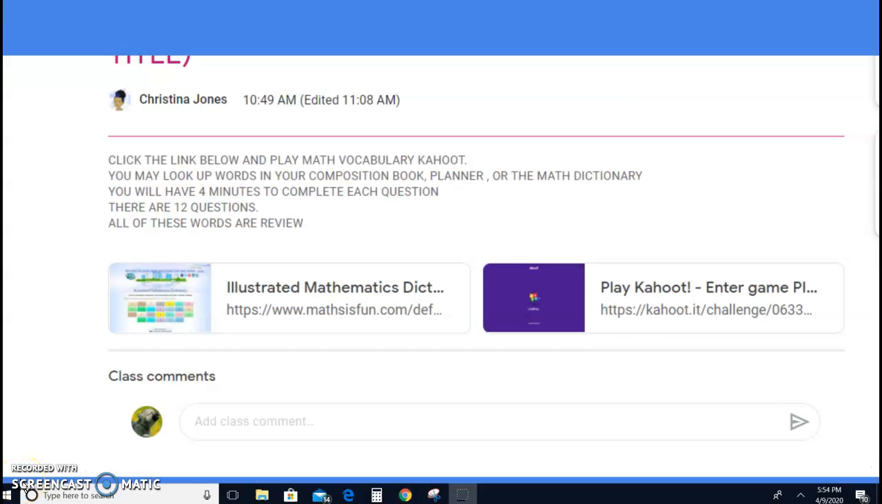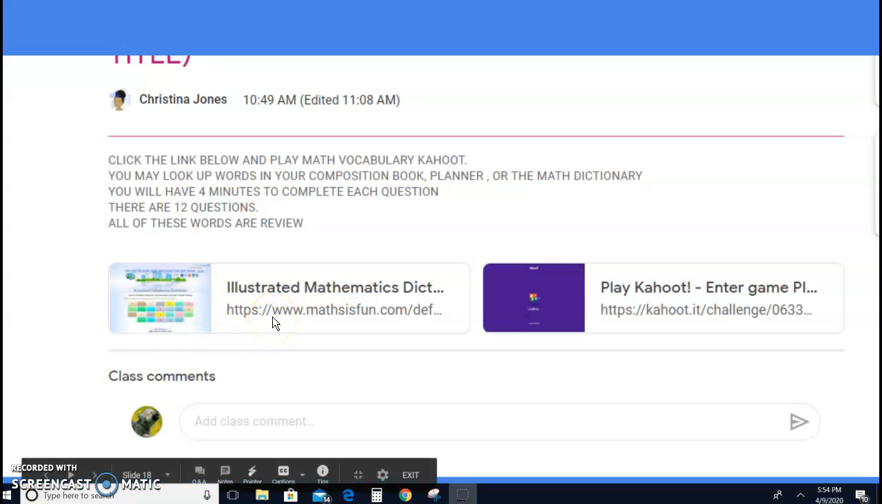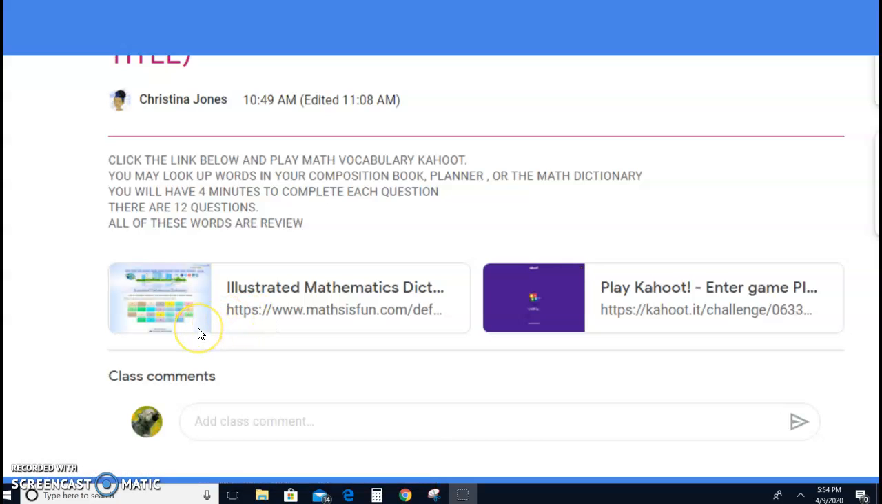The next assignment is to complete the Kahoot Challenge, the Math Vocabulary Challenge. And you want to make sure that you do that. I've also uploaded a link to a Math Vocabulary Dictionary to help you. You're going to have 4 minutes to complete each question. There are 12 questions. You can look in your notebook or look at this Math Dictionary in order to help you.